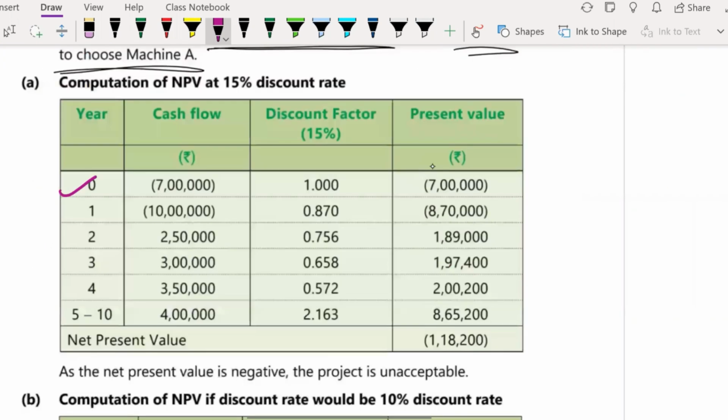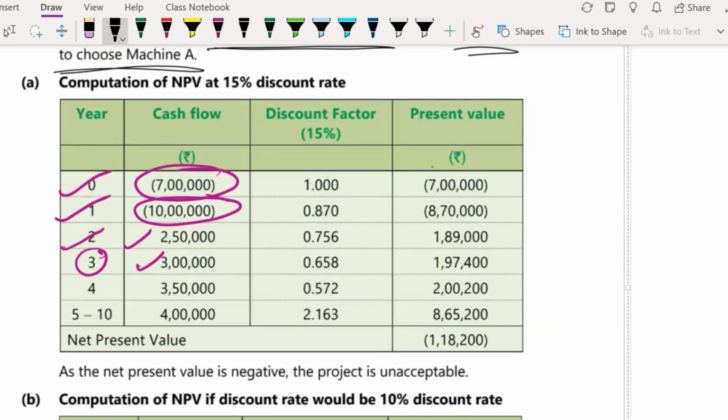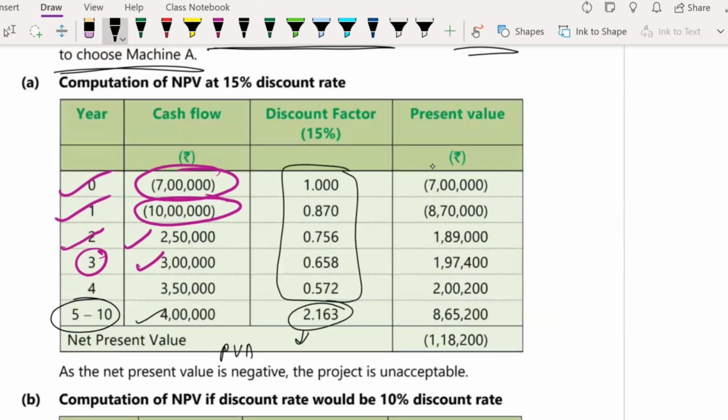So at year end 0, it was 7 lakh outflow. Year end 1, 10 lakh outflow. Then year 2, it will be 2,50,000 inflow. Year 3, 3 lakh inflow. Year 4, 3,50,000 inflow. And year 5 to 10, it will be 4 lakh each year. So same way you have to take discounting factors for everything every year, and here you will use present value annuity factor. Present value annuity factor of 15% for how many years? 5 to 10, 5 years. It will be 2.163. And so you will multiply this and will get your present value factor. So if you do this, you will get your NPV.